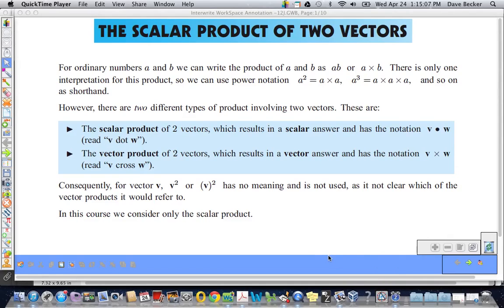Okay, we are back and better than ever. We are talking about the scalar product of two vectors.